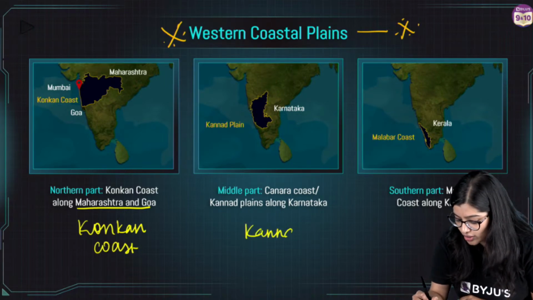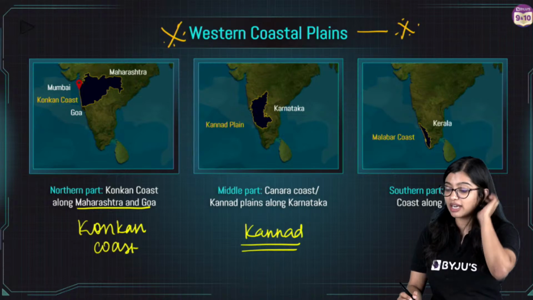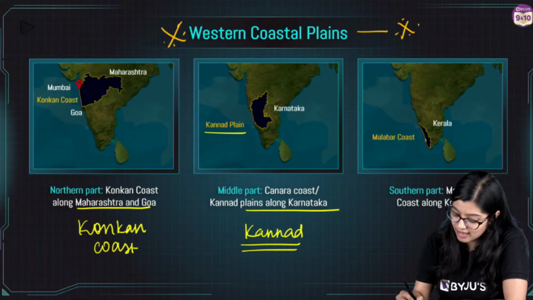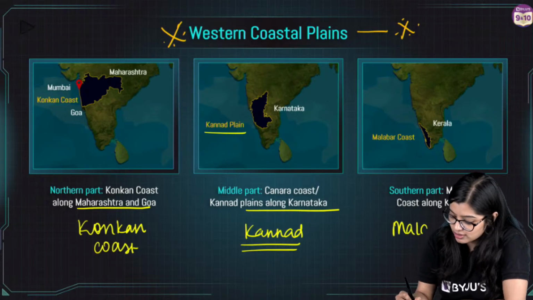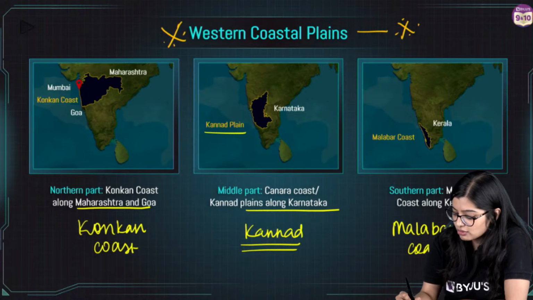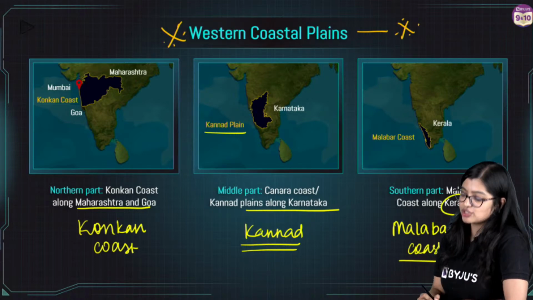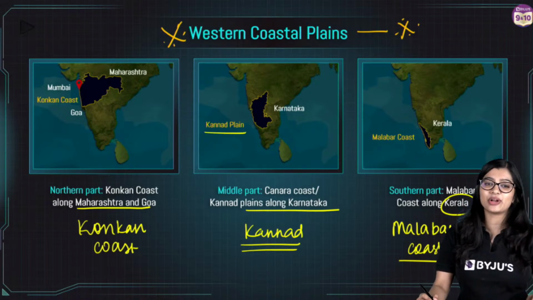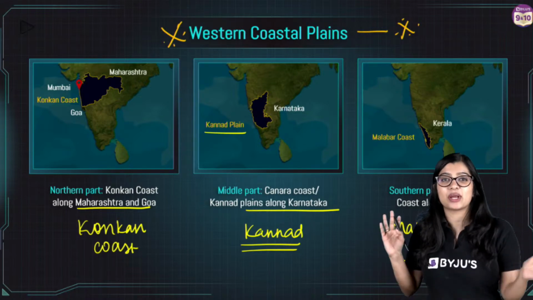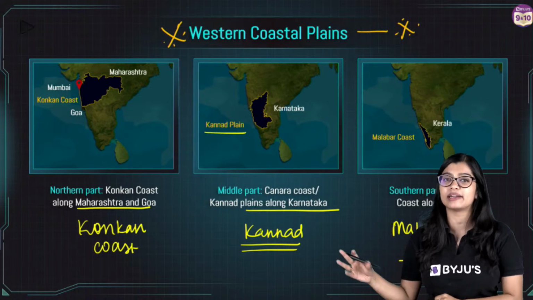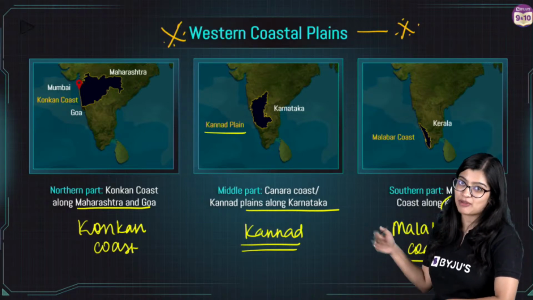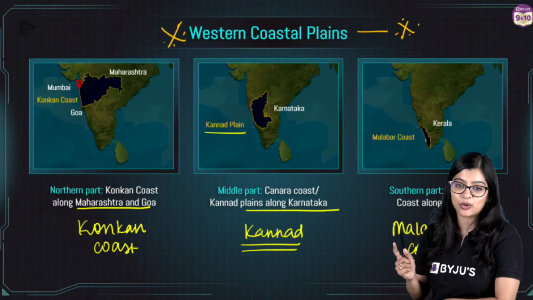Then it is the Kannad coast, or the Kannad plain rather, that extends along Karnataka. And then we have the Malabar coast, which stretches across Kerala. Easy way to remember: Aishwarya ma'am is from Bangalore, which is in Karnataka. That means if she has to go to the coastal plain, she will go to the Kannad coastal plain. But her family is from Kerala, so they will go to the Malabar coast.